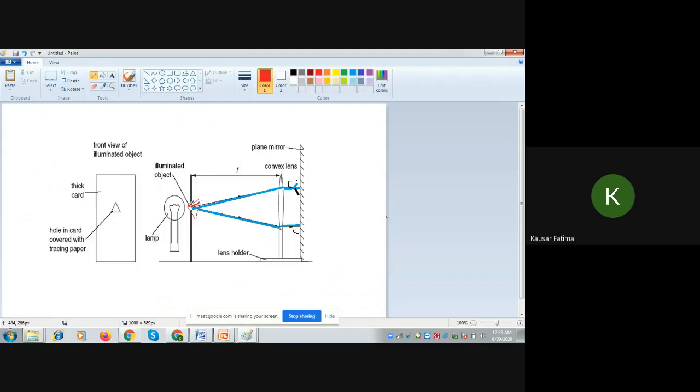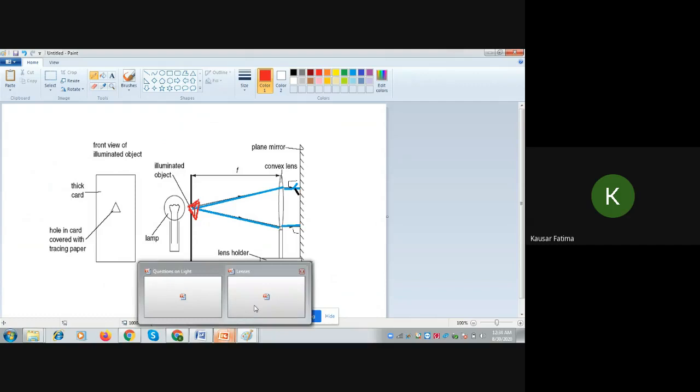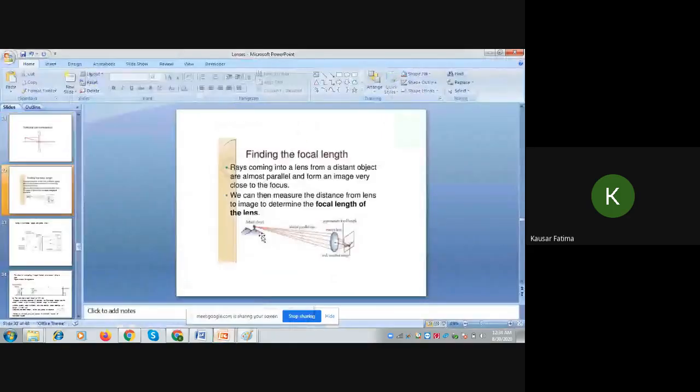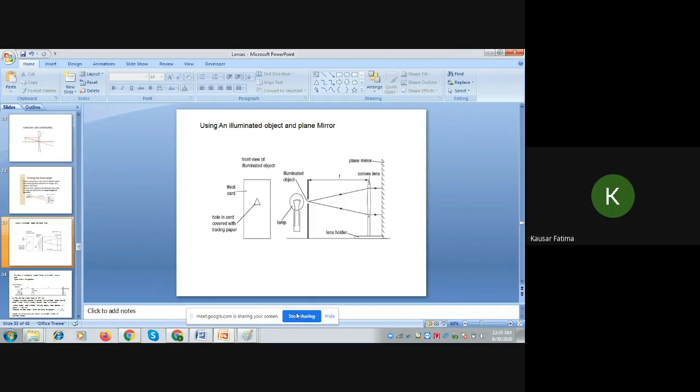An inverted image will be formed on this. If this happens, it's not blurred, it's a very sharp, well defined image. It means this distance is f of the lens. Because, as you saw on the previous slide, the rays which come parallel to the principal axis meet at the focal point after passing through the lens, and the rays from the focal point become parallel, right? So the same is happening here.